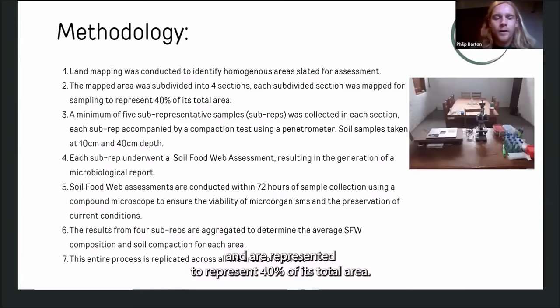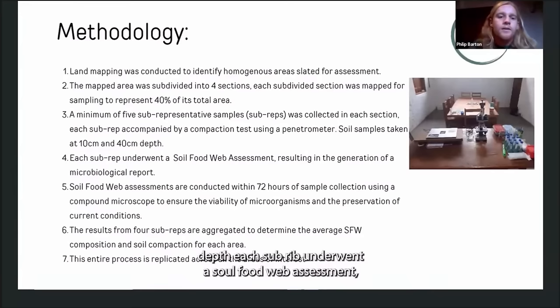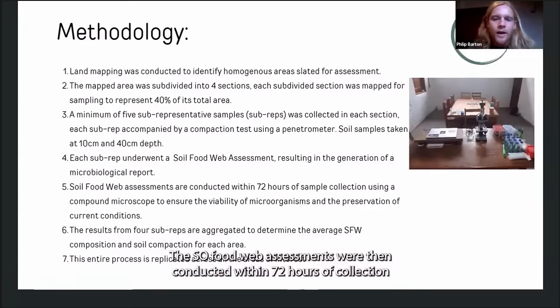A minimum of 5 subreps were then taken in each area and accompanied by a compaction test using a penetrometer. Soil samples were taken both at 10 centimeters and 40 centimeters depth. Each subrep underwent a soil food web assessment, resulting in the generation of a microbiological report. The soil food web assessments were then conducted within 72 hours of collection using a compound microscope to ensure the viability of the organisms.